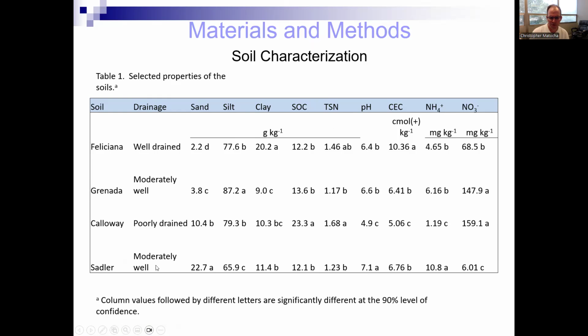The Sadler, the moderately well-drained, and I should have pointed out this was in a different location, not part of the catena, and also is formed in a thin mantle of loess, which is underlain by sandstone. And you see the sand content is more than double what the other soils have, and a little bit higher pH, and CEC that's modest compared to the other soils.